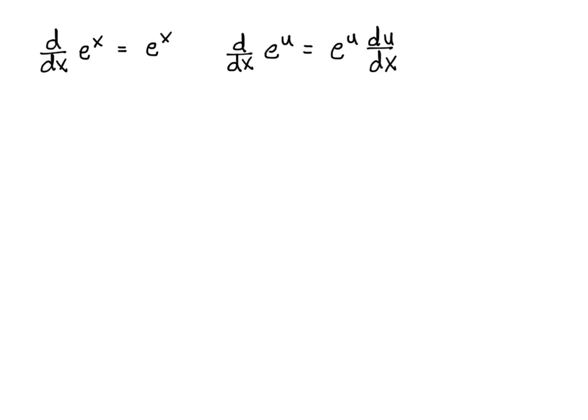Okay, so we rarely have just e to the x. We have e to the u, where u is some function in x. So we still need to apply the chain rule, right? Where we say the derivative of e to the u is e to the u, and then we multiply by the derivative of u with respect to x.